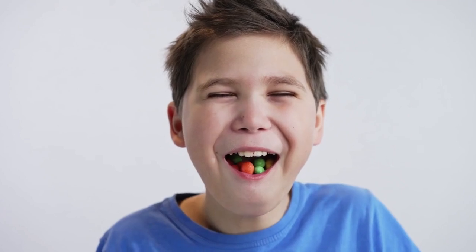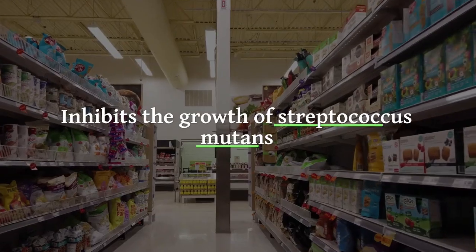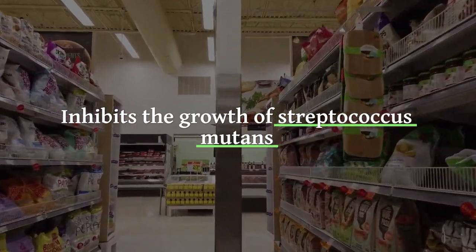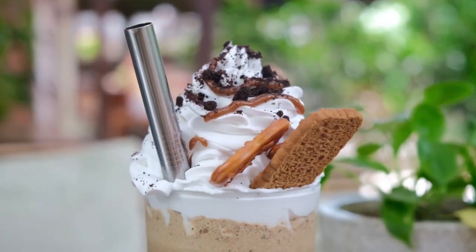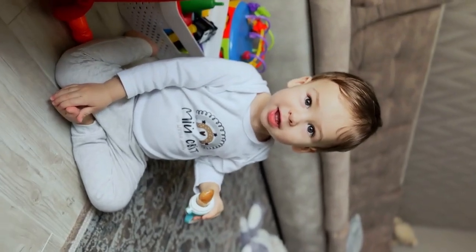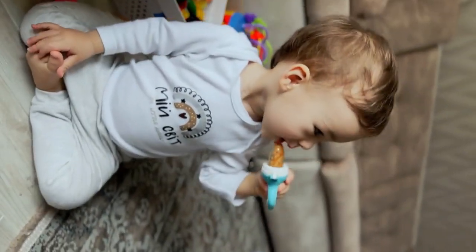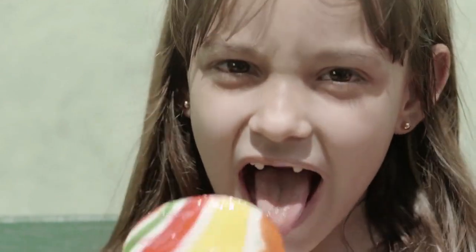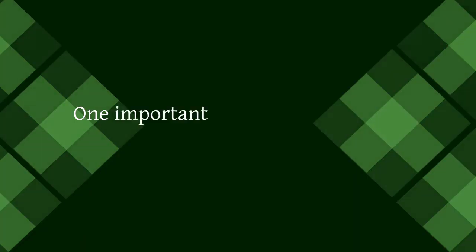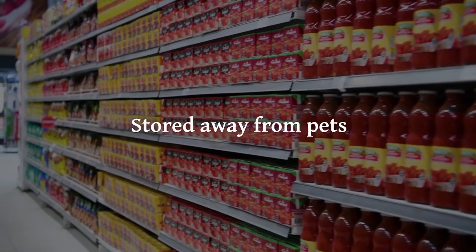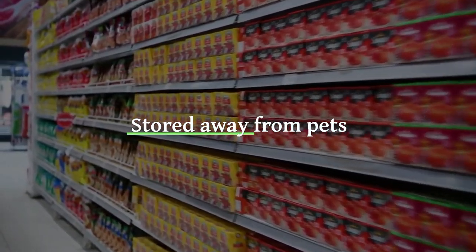Xylitol has a well-documented oral health benefit. It inhibits the growth of Streptococcus mutans, the bacteria primarily responsible for dental cavities, more effectively than sorbitol or erythritol. Multiple clinical trials confirm that xylitol-containing gum and chewing tablets reduce dental plaque formation and cavity rates in children and adults. One important safety note: xylitol is highly toxic to dogs and should be stored where pets cannot access it.